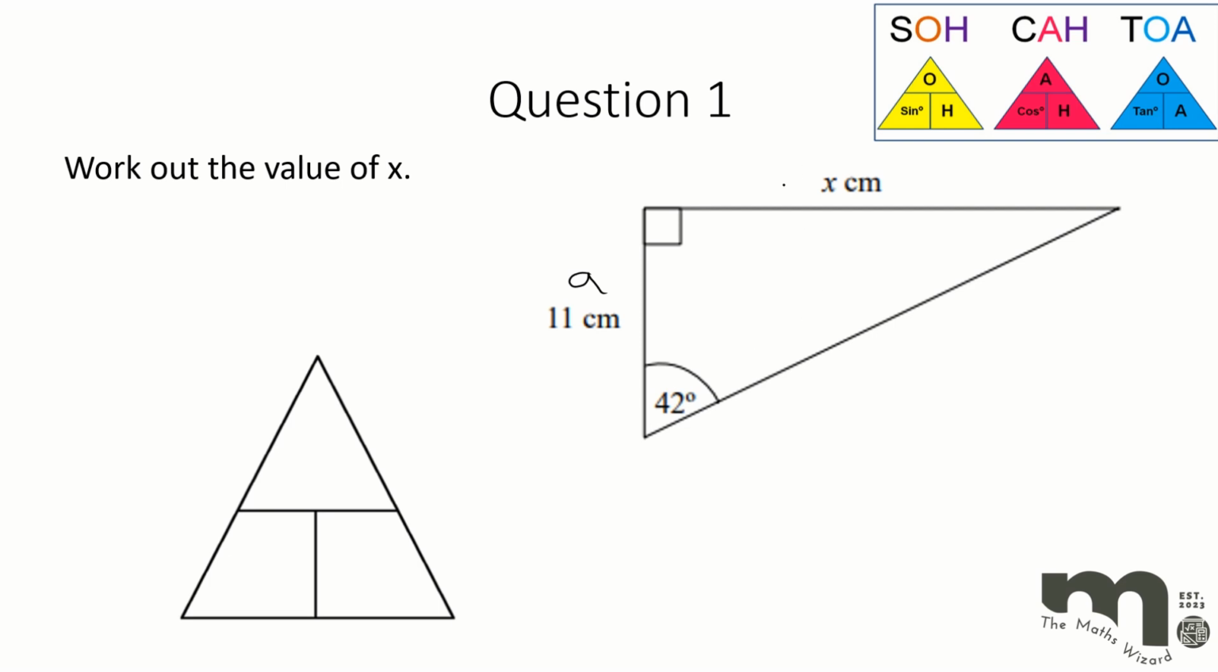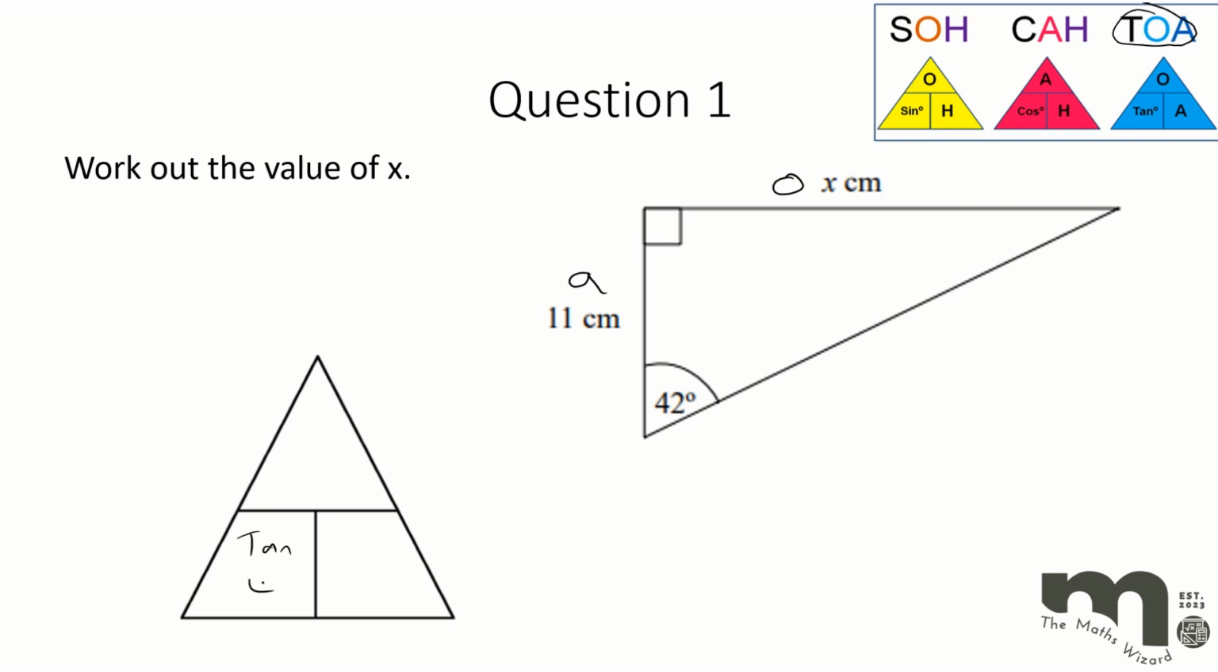And then we are given the opposite side here, or we're trying to figure out the opposite side here, which is opposite that 42. So you'll see we've got an O and an A. So that's going to be our TOA. It's going to be our tangent that we need. So let's fill in our formula triangle.